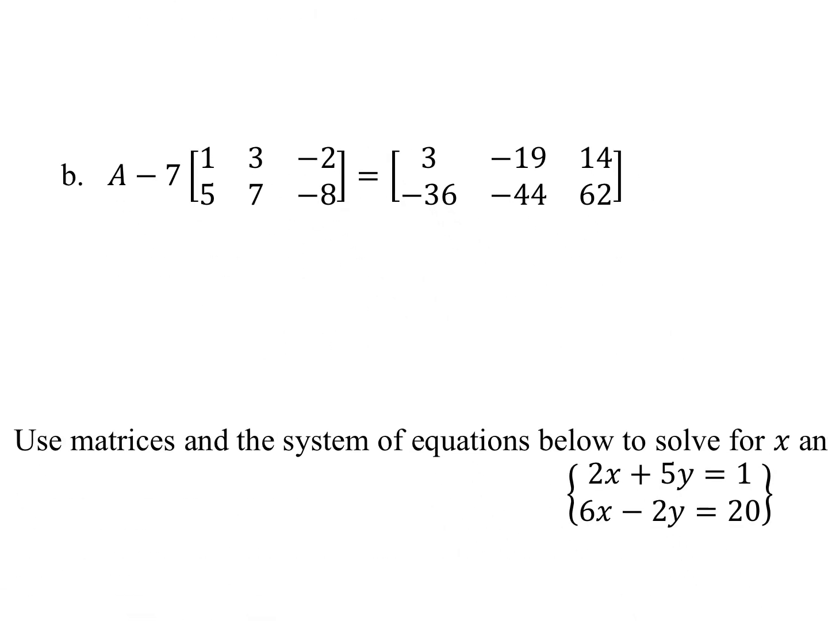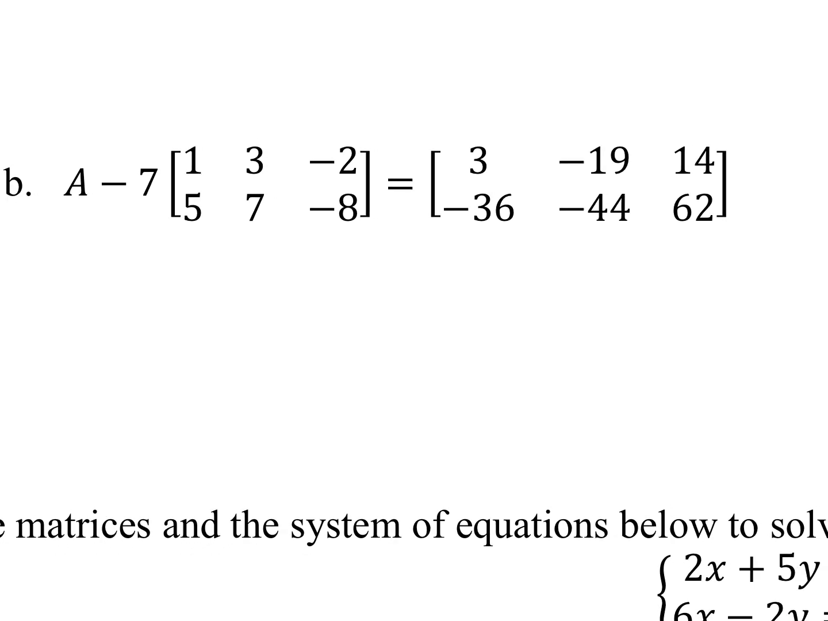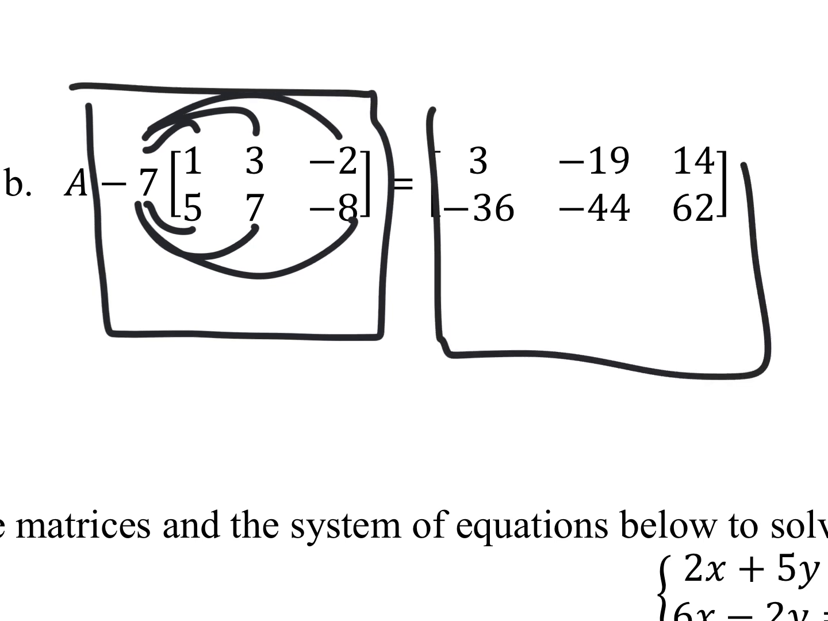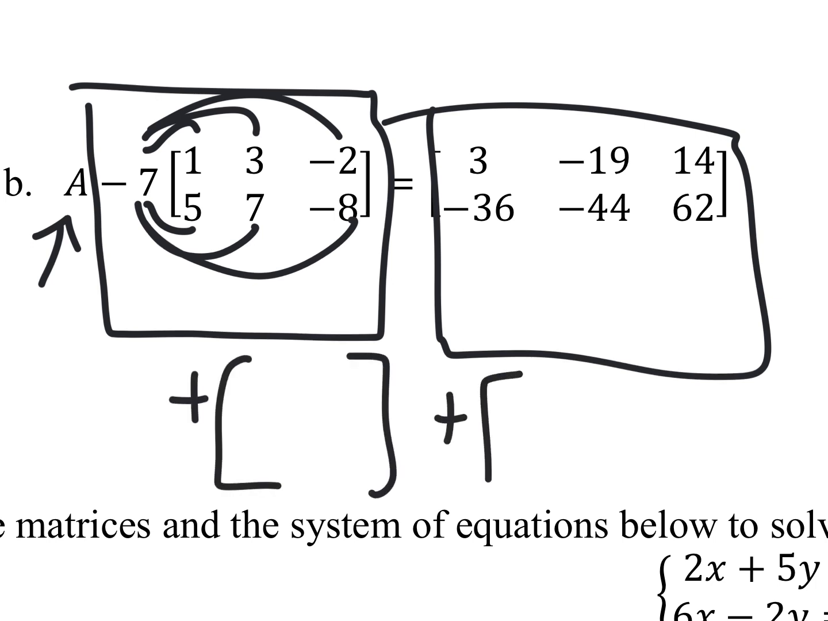Then down to here. If I was going to do this problem, I'd start with your times 7 on everything. And then I would add that matrix, because it's minus right now. I'd add that matrix to both sides. And you'll get A equals that. You just have to times everything by 7 and then add that matrix to both sides. Plus this big matrix.